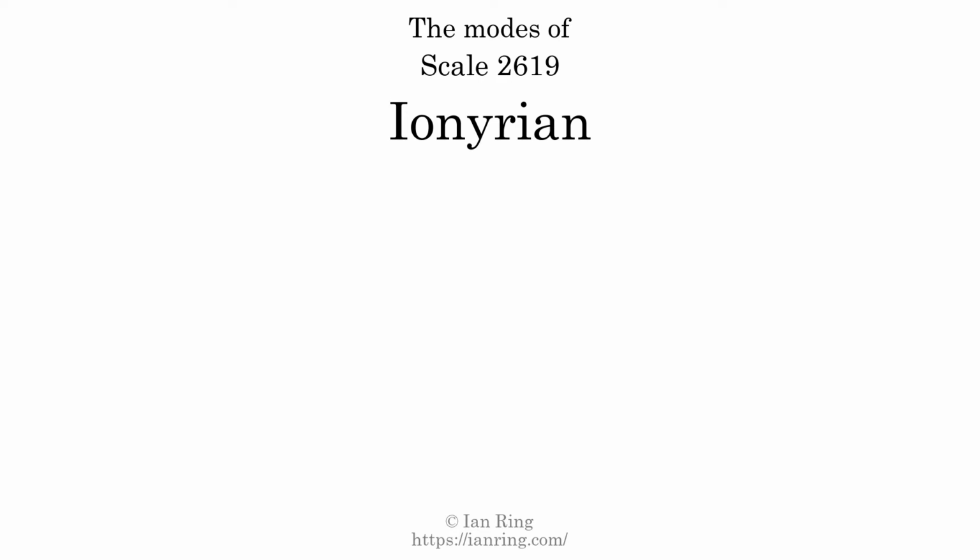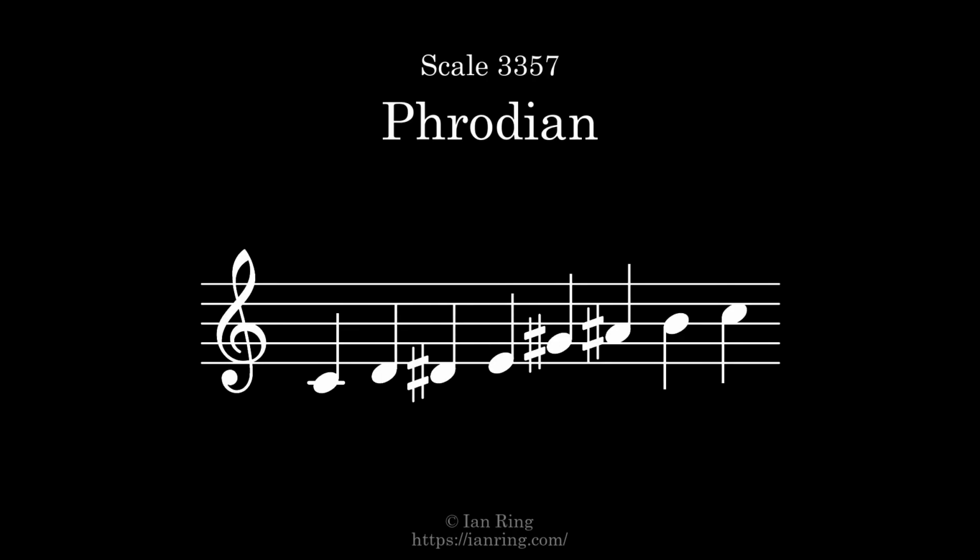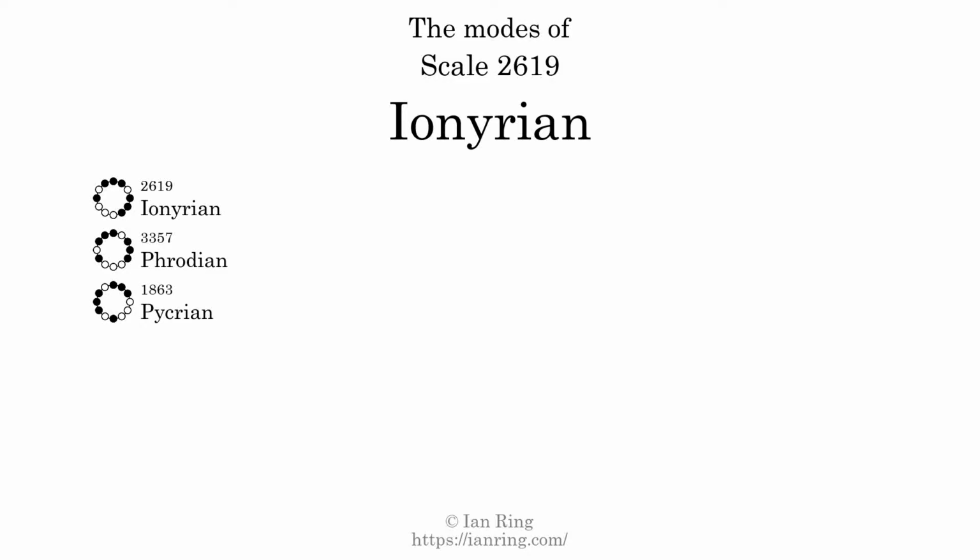This scale has 7 modes. The first mode is itself. The second mode is scale 3357, also known as Freudian. It sounds like this. The third mode is scale 1863, also known as Picrian. It sounds like this.